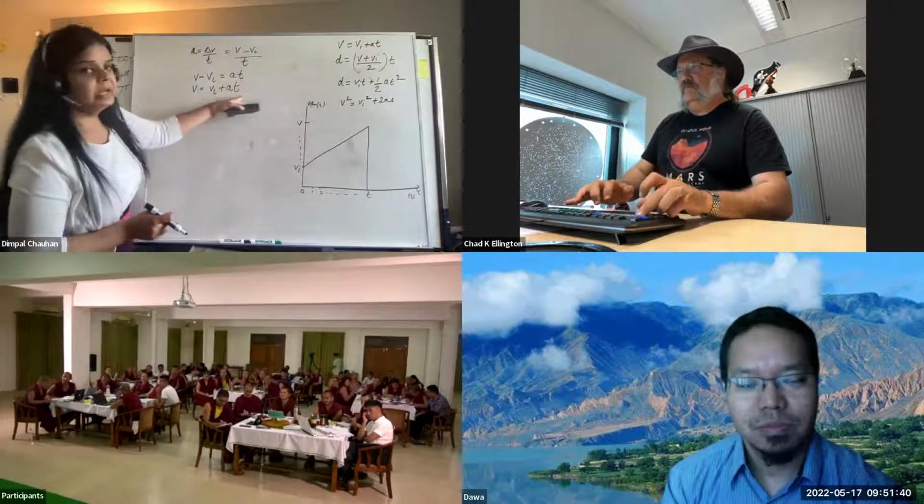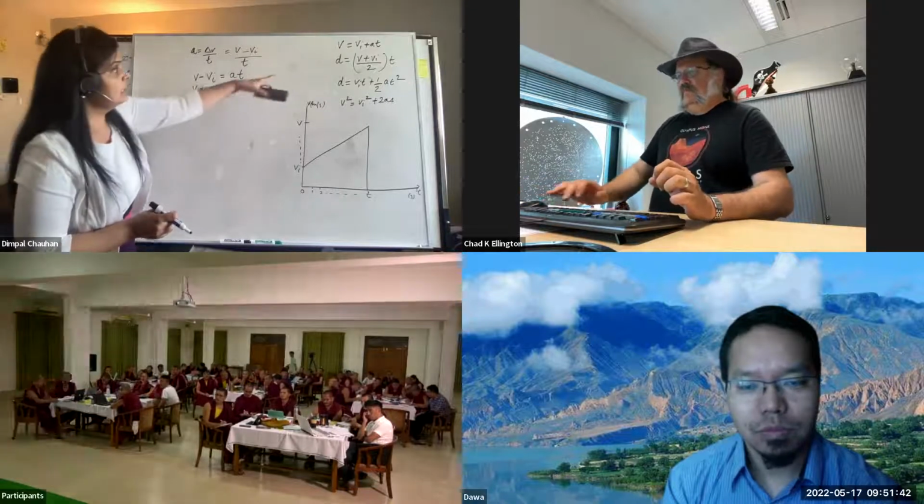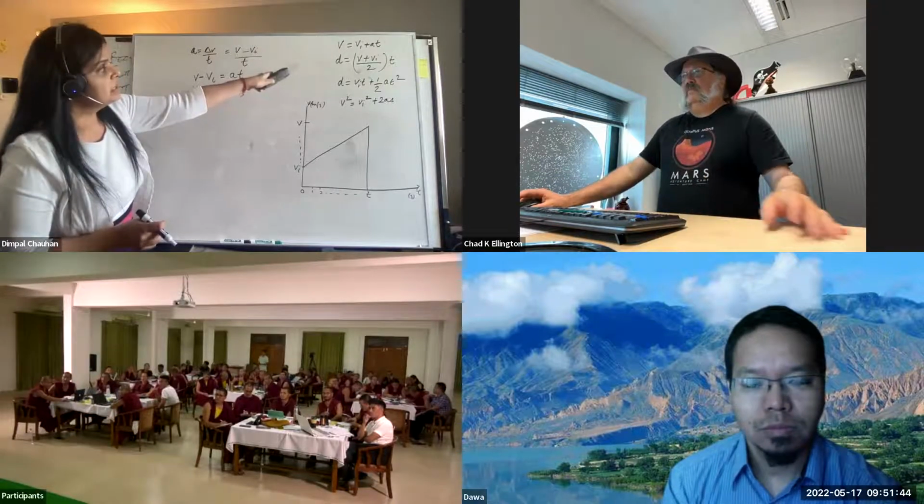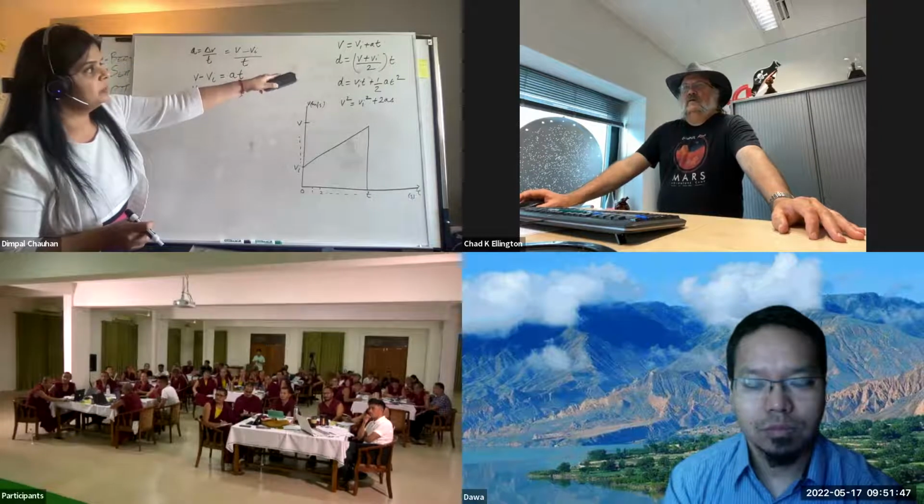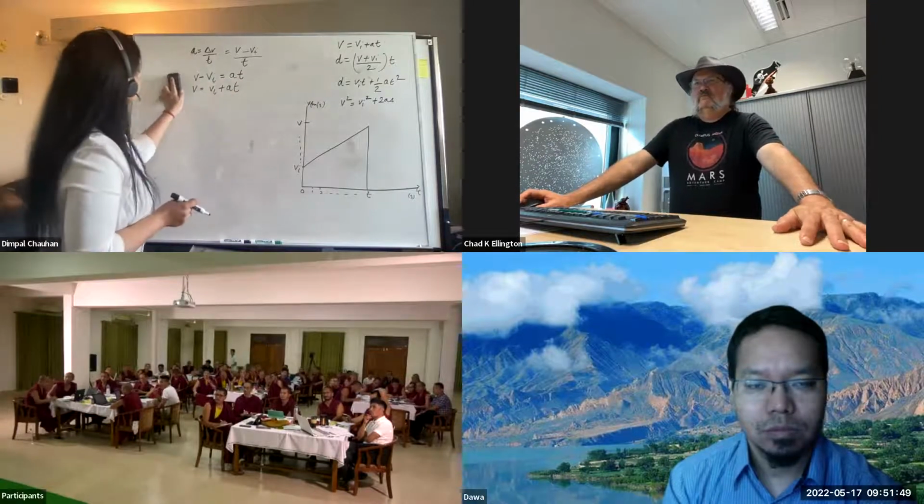Okay, so we have derived the first equation. Let's do the second equation, which is distance equals v plus vi over 2 multiplied by time. Let's do that.